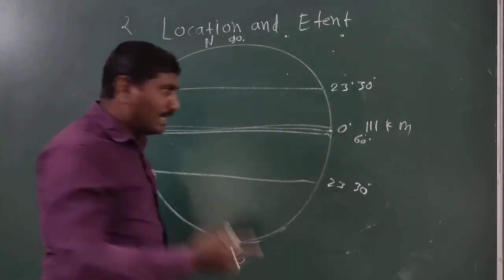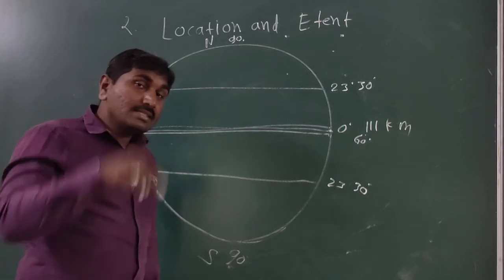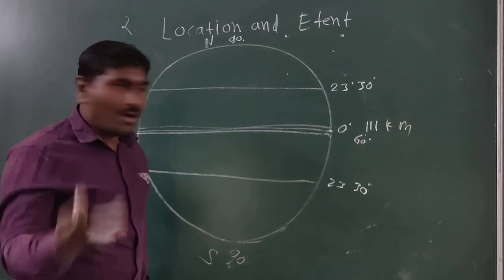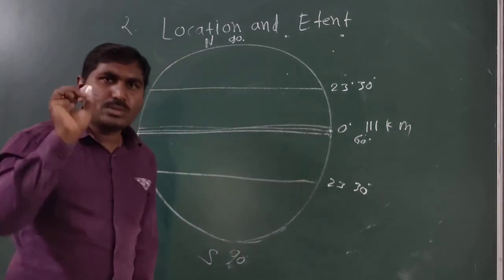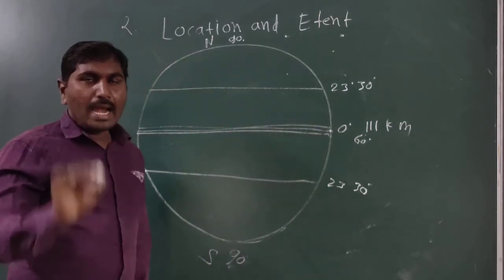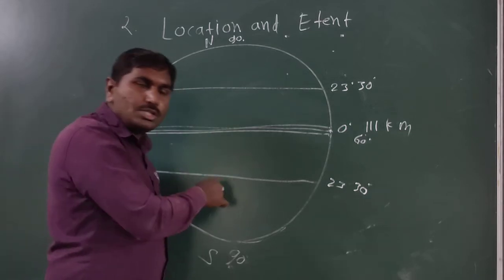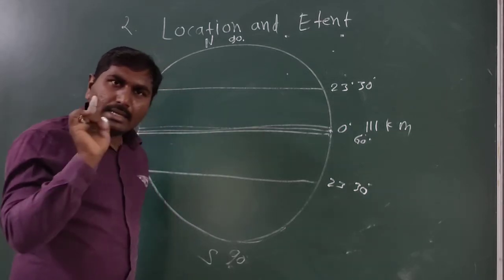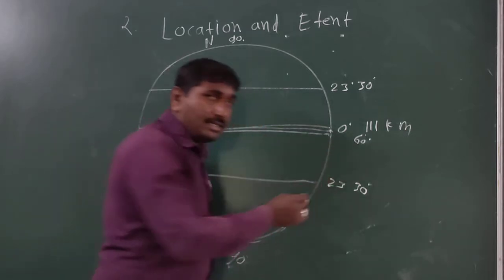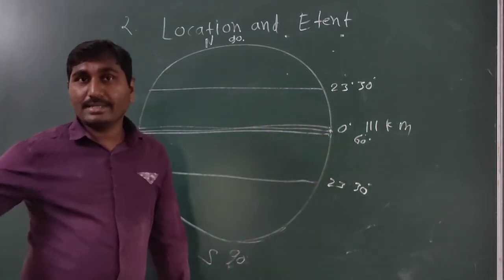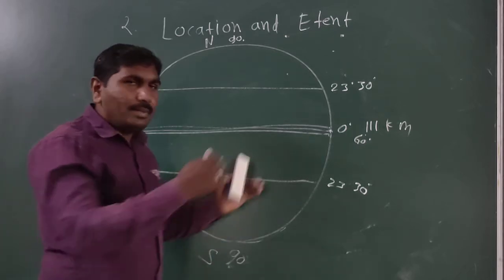In 1 degree, there are 60 minutes. And in 1 minute, there are 60 seconds, like our watch. So, whenever we have to show the precise location of anything, we have to take the reference of its longitudinal and latitudinal extent. For example, 25 degree 30 minute 26 second. So like that we have to say about the location of anything.